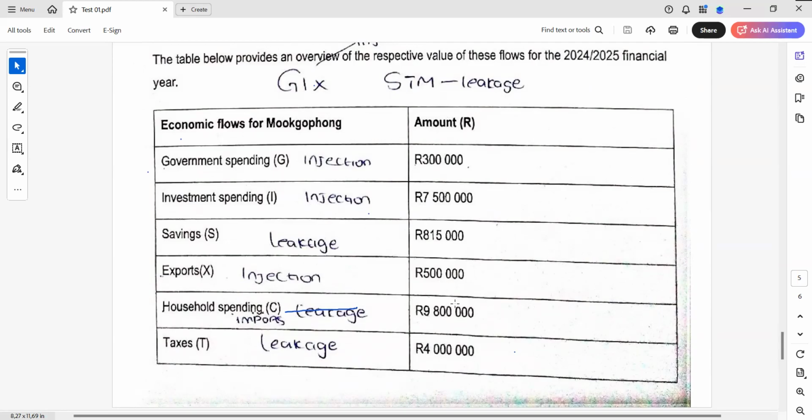Right. So for injections, you're just going to write, okay, government expenditure, investment and exports. Then you're going to say 300 plus 7,500,000 plus 500,000. Then you get your answer. Then for leakages, it's savings and taxes. And then, okay, I forgot to add this one on the injections. You're going to add this one as well, guys, 9,800,000. And then for your leakages, it's savings, which is 815,000, plus 4 million. Then you get your correct answer.